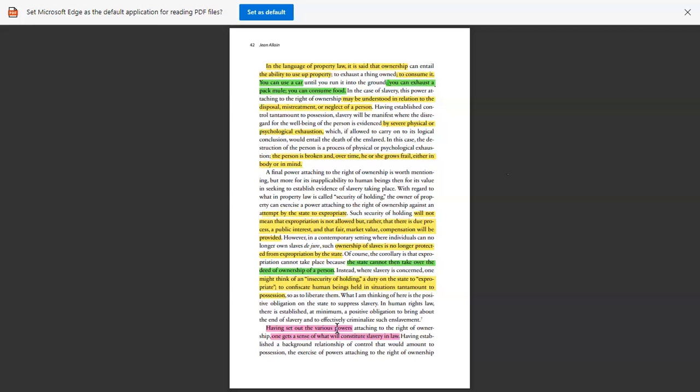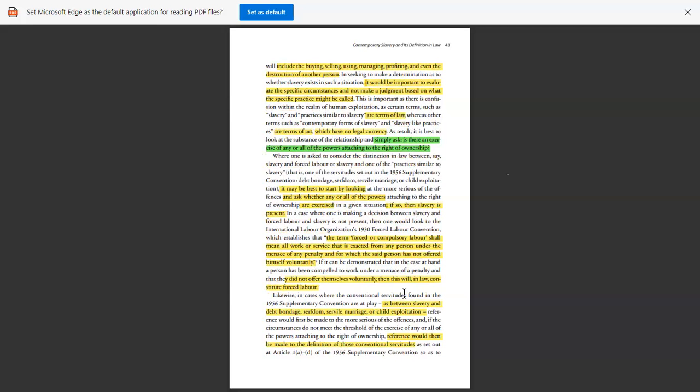So having set out the various powers we've just discussed, one can get a sense of what will constitute slavery in the law. So including buying, selling, these stand by themselves. It doesn't have to be all, it's any. Buying, selling, using, managing, or profiting, and even the destruction of another person.